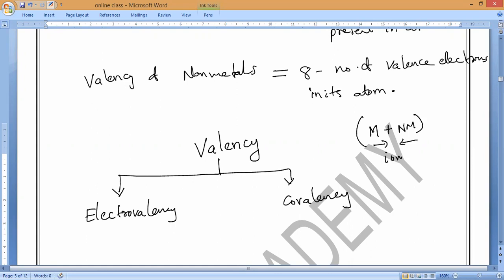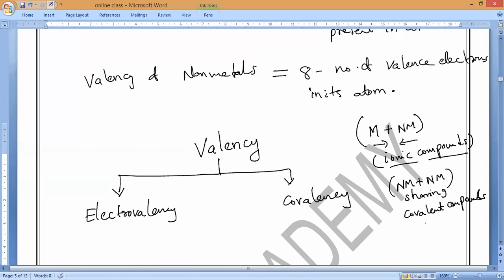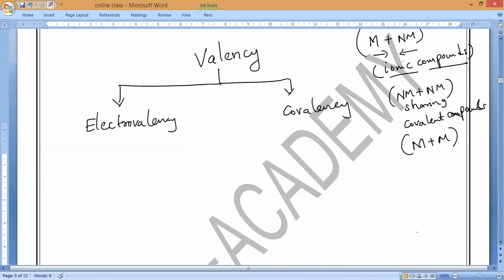For the third chapter, I have taught you. Do you remember, everybody? By donating and receiving electrons, we say it is ionic compounds. But when non-metals and non-metals combine, that is what we call sharing electrons. So these compounds are called covalent compounds. Understand? Is it possible to form a compound with metal plus metal? No compound will form. So metal plus metal, no compound will form.